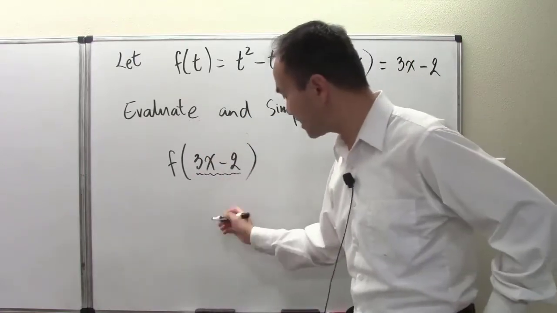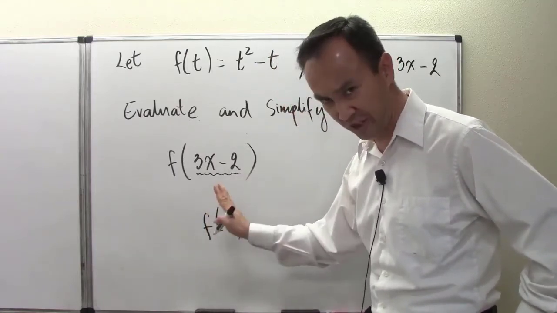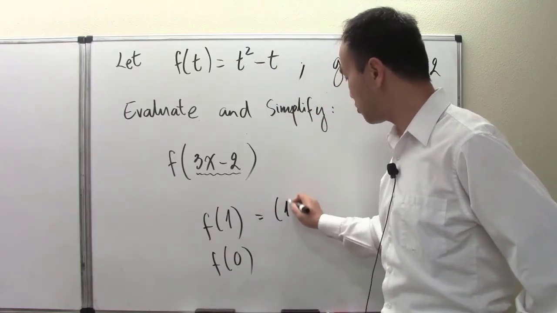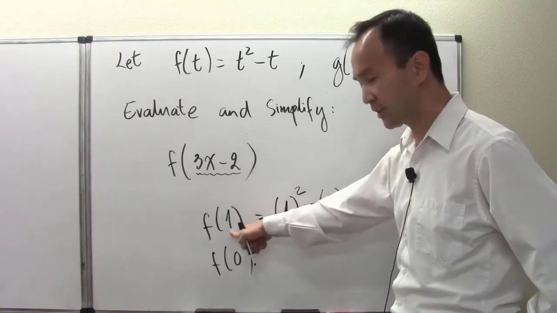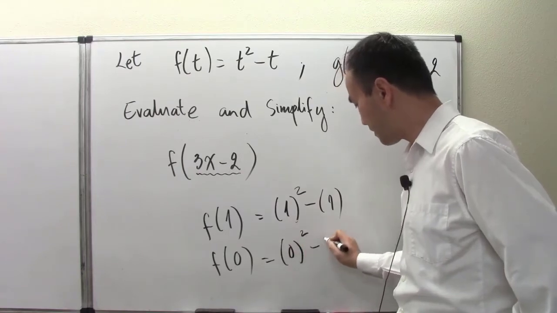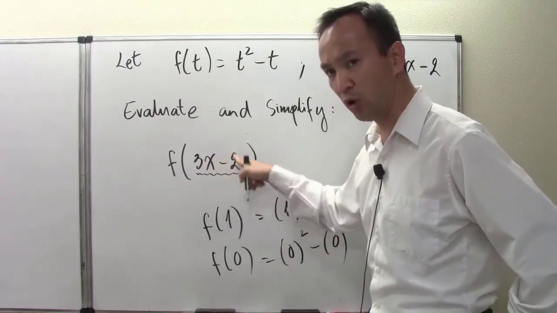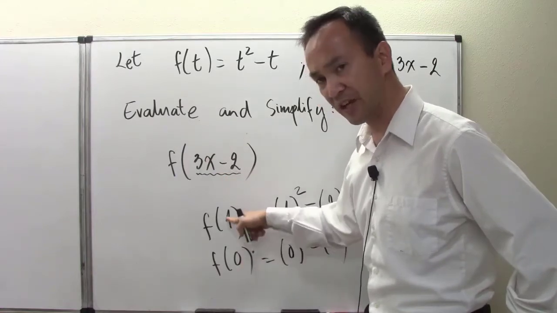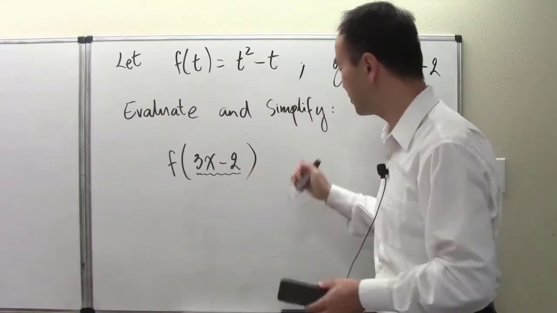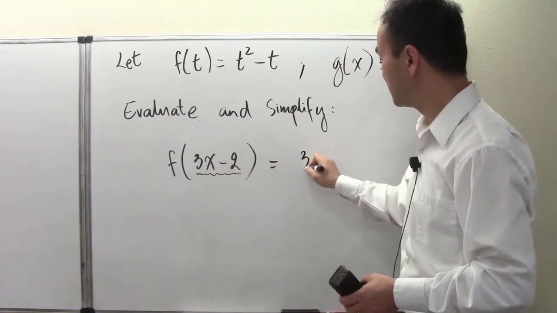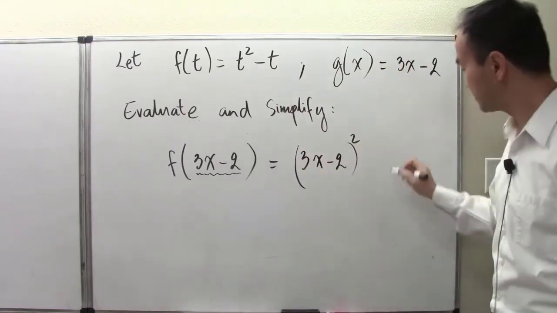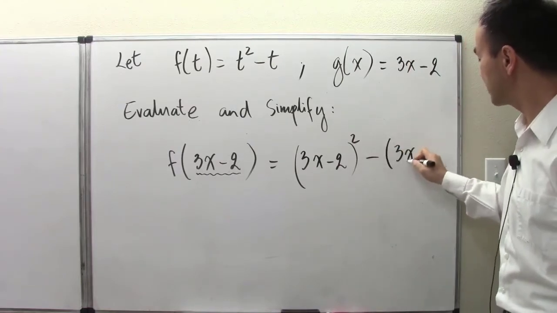At this point, doing f of 1 is easy, and doing f of 0 is easy. You can just go 1 squared minus 1, because the rule says the input squared minus the input. Now, without being a specific number but being an expression, my work turns out to be, from this rule, 3x minus 2, squared, minus 3x minus 2.